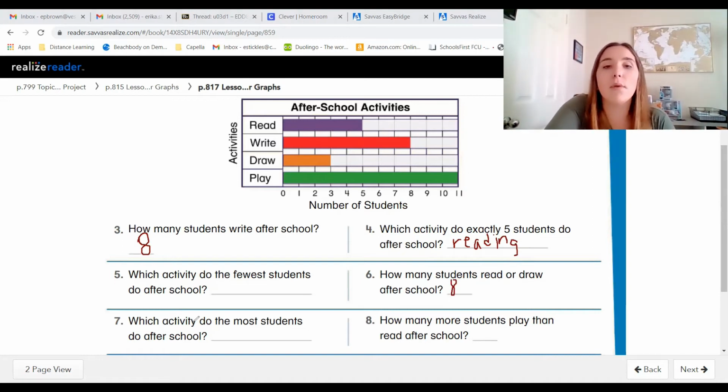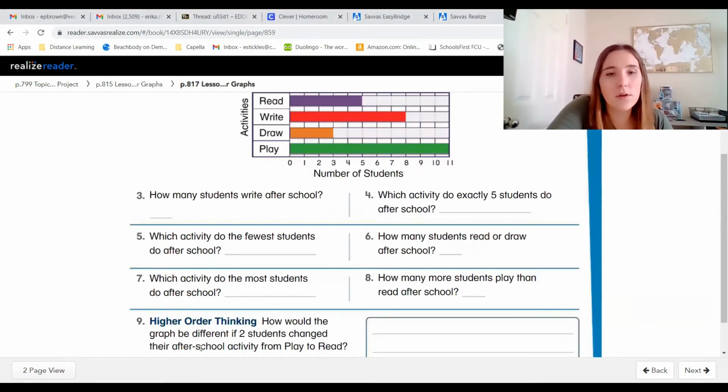Which activity do the most students do after school? So take a peek and write down which activity you think has the most students. Well, that one's pretty easy, right? Playing definitely has the most students. So we're going to say playing. So bar graphs aren't too tricky to make. They're really fun to make and they're pretty easy to read. So that's really nice for us. We're going to go down and do number 9.